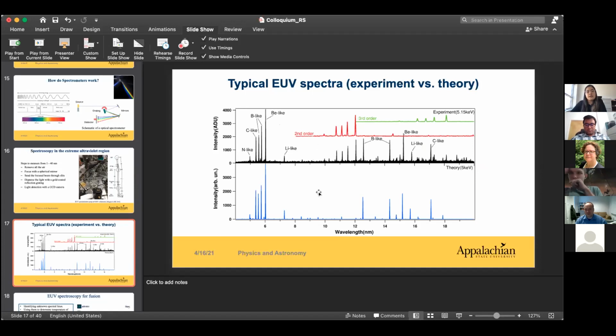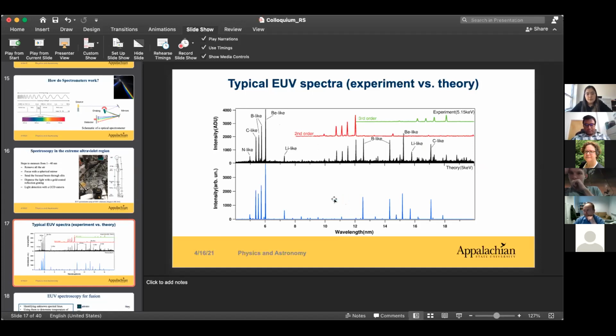And this is showing a comparison between the experiment and theory. You can see how nice the theory is as well. All it does is look at all the collisions that happen inside an EBIT-like system, and then it does the atomic calculations for this particular system.